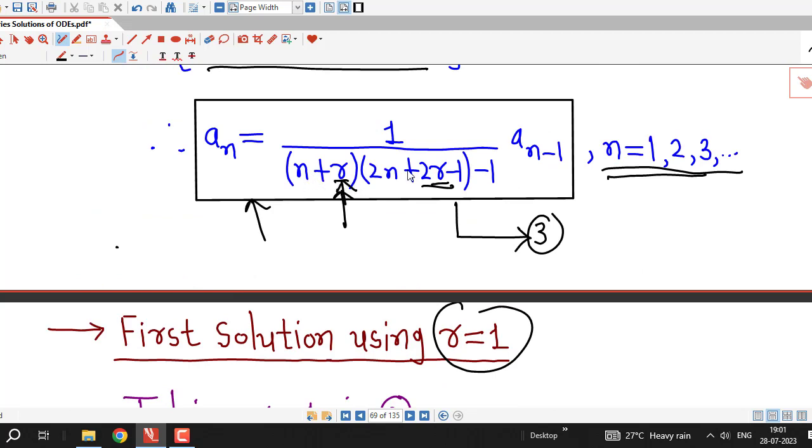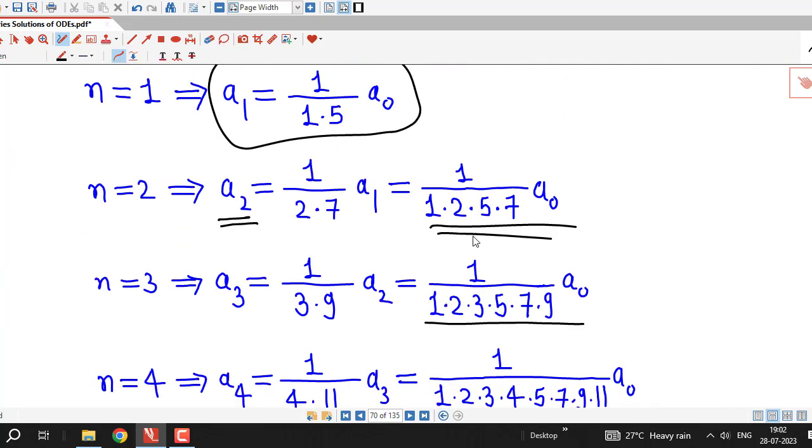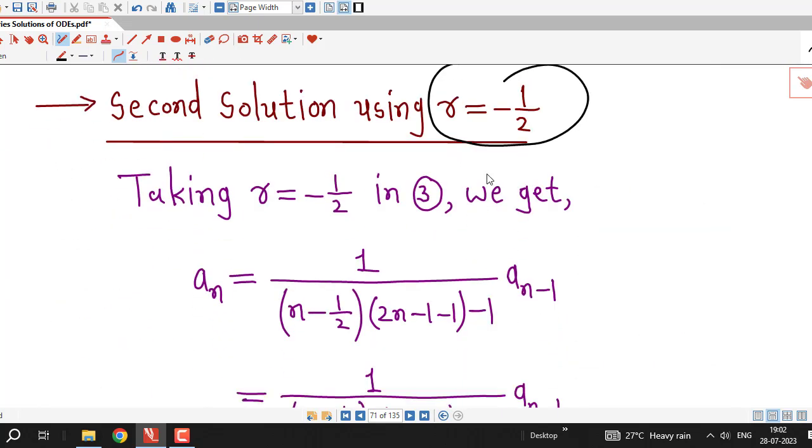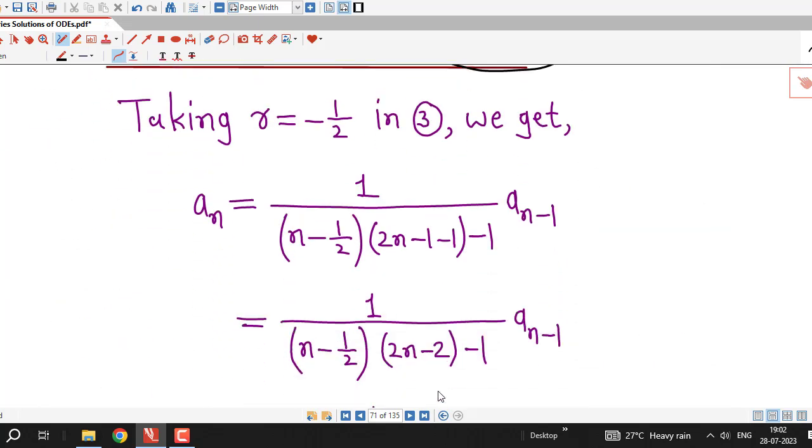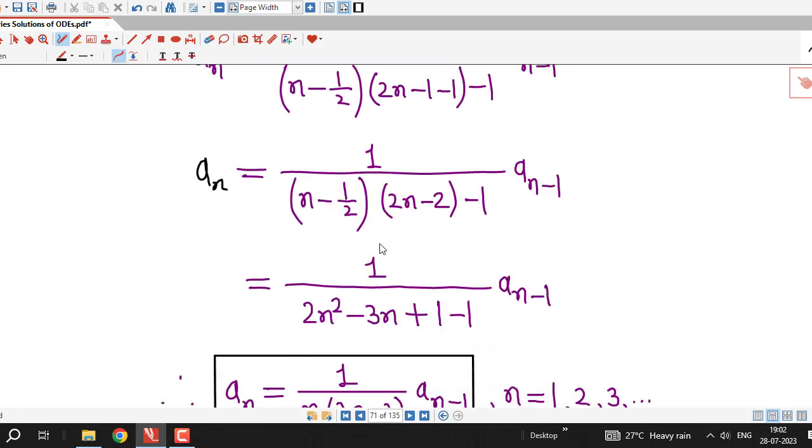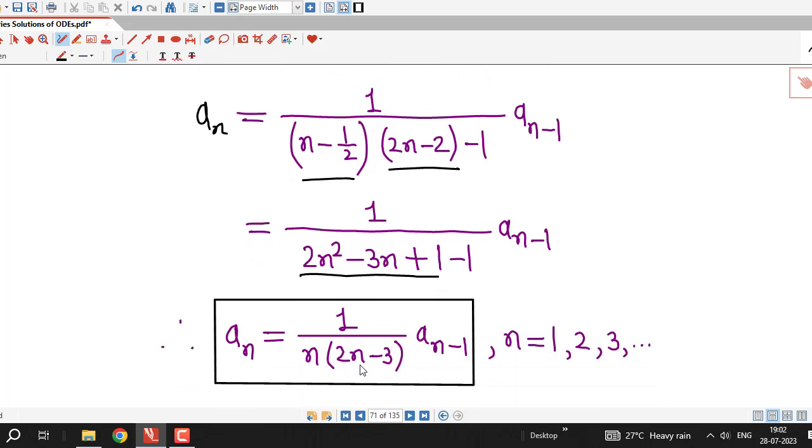So I have (n − 1/2)(2n + 2(−1/2)) — you can see 2n + 2 into −1/2 is −1, and −1, that is 2n − 2 and −1. So that I have written here: 2n − 1, that is 2n − 2 − 1. Here also n starts from 1 to infinity. Then I have taken the product of these two quantities and I obtain this quantity. So 1 will cancel out and here also I have n(2n − 3)a_n − a_{n−1}.